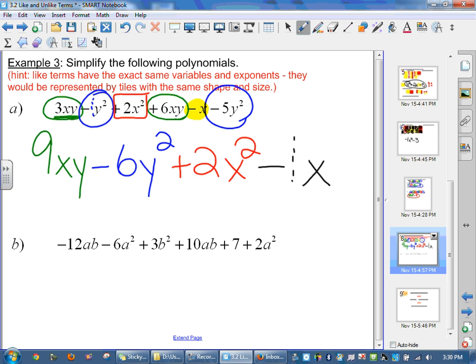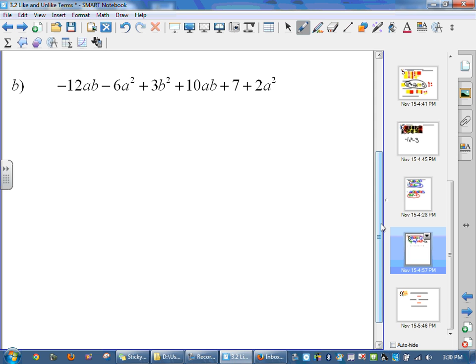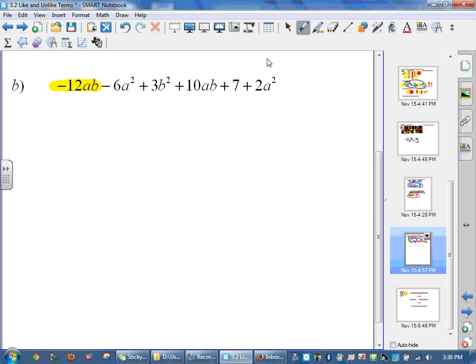On B, with B, same type of thing. You're going to group together things that match. So the ones with ABs I'm going to group together, and this guy has an AB. I've got some red ones and some black ones, or red and green, whichever you want. Red's negative, green positive. So negative 12 plus 10 is going to give me a negative 2 ABs left over. Those guys are done now.